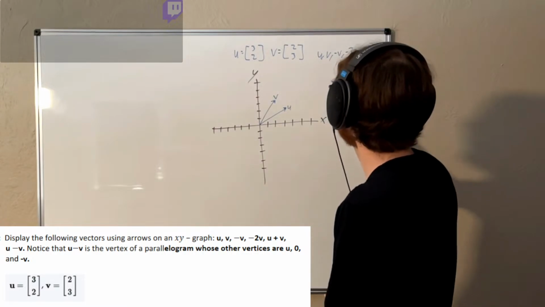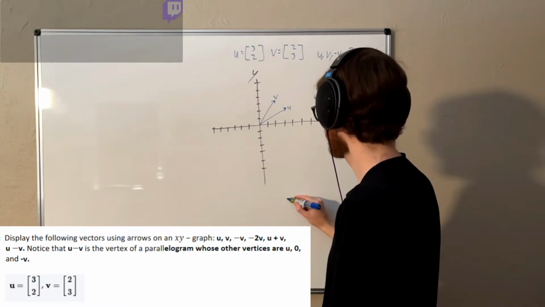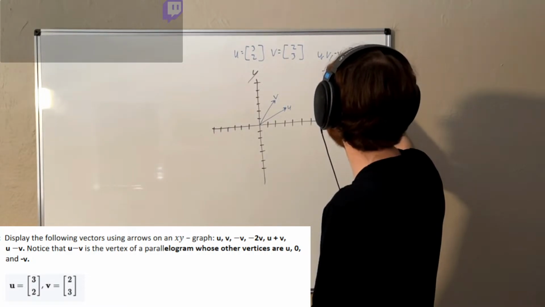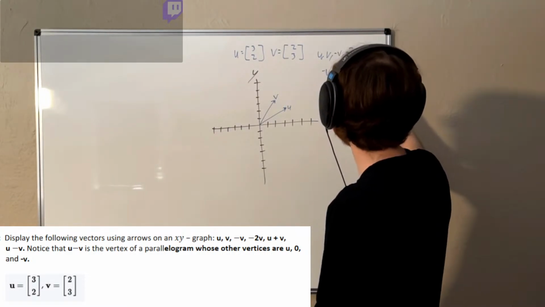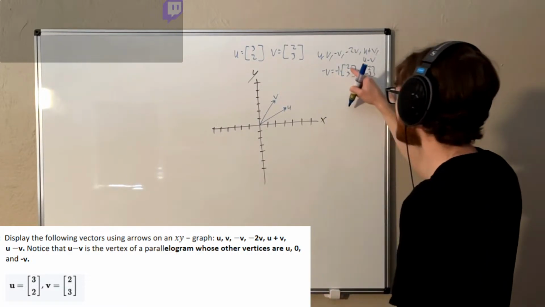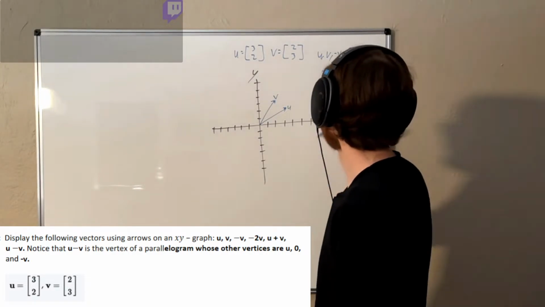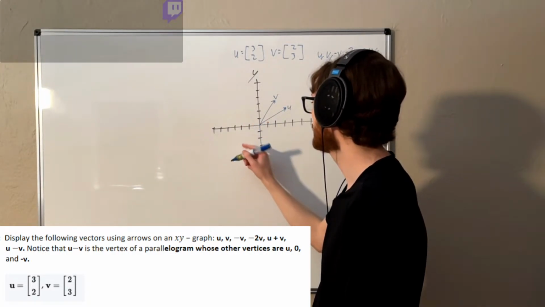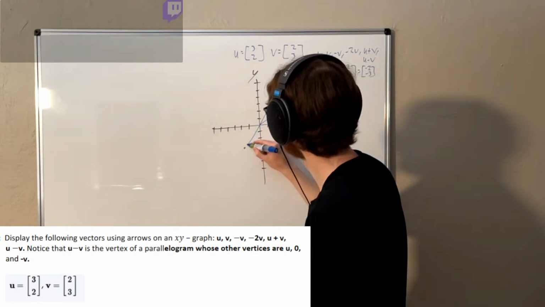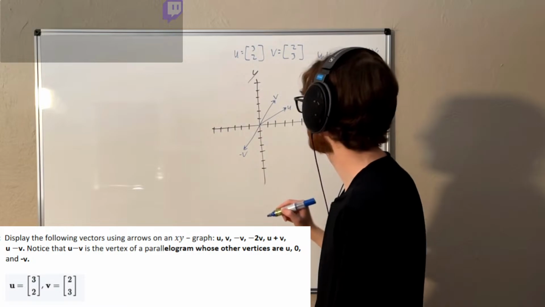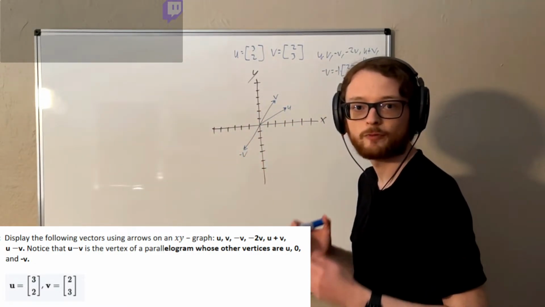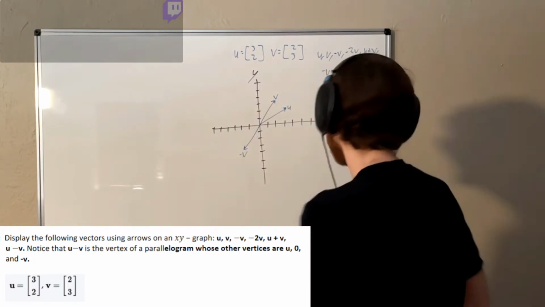We need to do minus V. If V is 2, 3, then minus V is -1 times the vector 2, 3, which is the vector -2, -3. The -1 just gets multiplied to the top and to the bottom. So -2, -3 means you go left 2, down 3, like that. And that's minus V right there. V and minus V should be pointing in exactly opposite directions, like they should make a straight line.